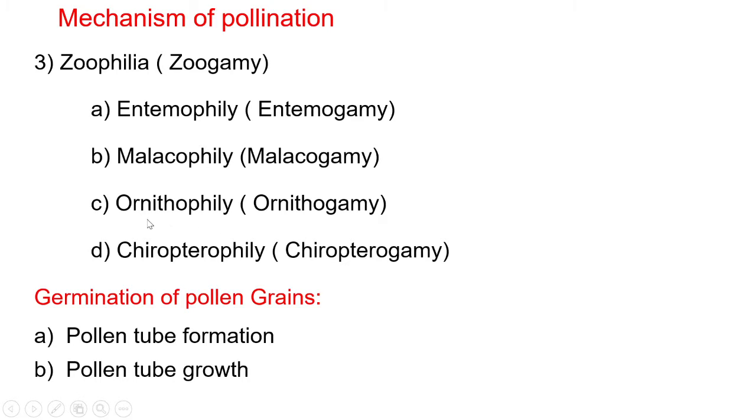Third type of zoophily is ornithophily, or ornithogamy. When pollination takes place with the help of birds, it is called ornithophily. Common pollinating birds are hummingbirds and honey thrushes. The ornithophilous plants include species of Protea, Marcgravia, Ravenala, Phyllanthus, Hibiscus, Erythrina, etc.